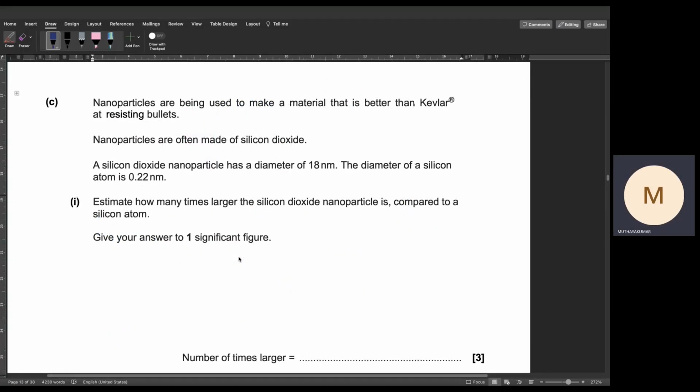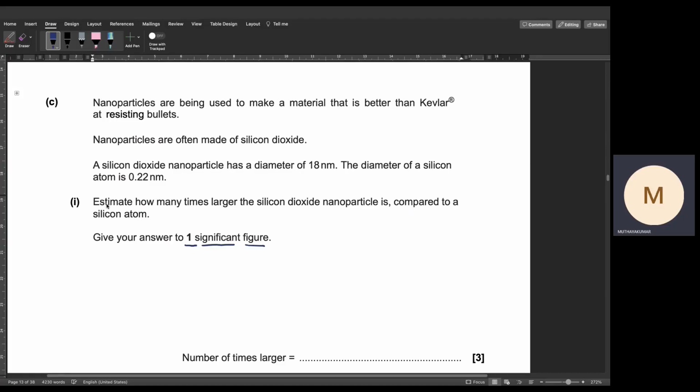Nanoparticles are being used to make a material that is even better than Kevlar at resisting bullets. Nanoparticles are often made of silicon dioxide. A silicon dioxide nanoparticle has a diameter of 18 nanometers. The diameter of a silicon atom is 0.22 nanometers. Estimate how many times larger the silicon dioxide nanoparticle is compared to a silicon atom. Give your answer to one significant figure.